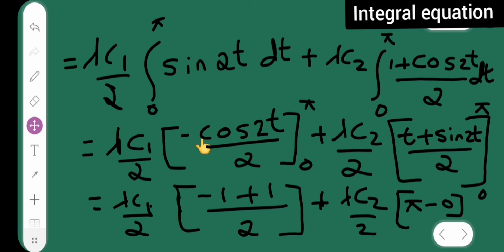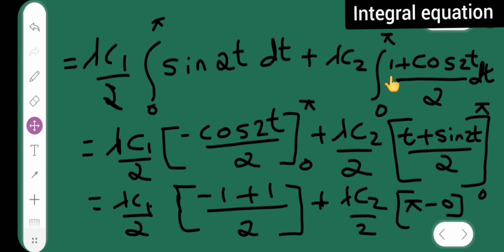dt is equal to nothing but minus cos of 2t upon 2, and the limit is 0 to pi, plus lambda c2 upon 2. This 2 I have taken it here. Okay.